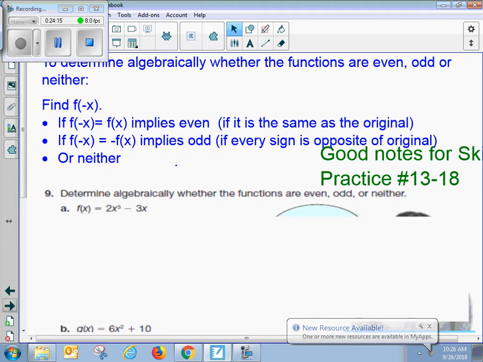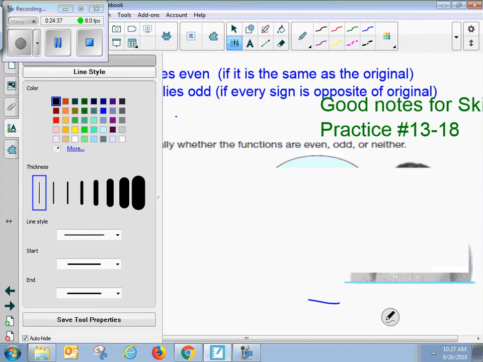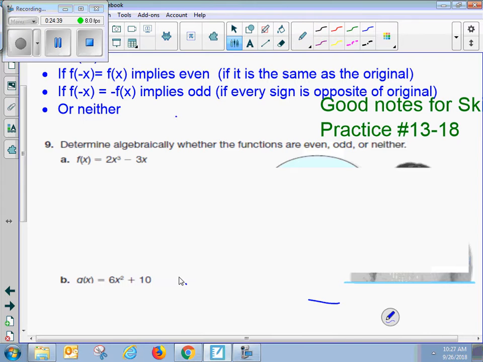Okay, so same rules I had on the other frame. We're going to do a couple of these. So look at A. I look at the sentence, and right away I can rule out one of the three. The biggest exponent there is 3. So it's either going to be odd or neither. Those are my two choices. Are you with me so far? Correct. So since the degree of the problem is odd, the biggest power there is 3, then it's going to be odd or neither.